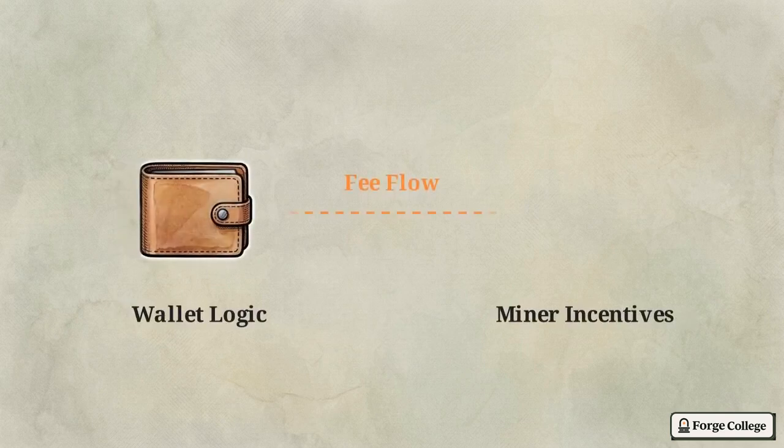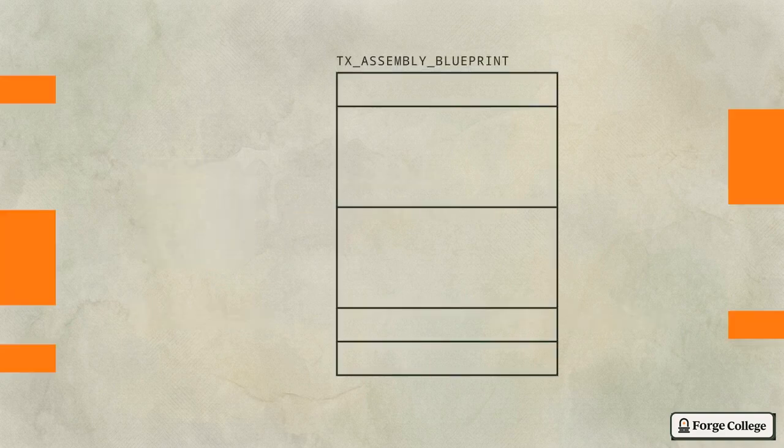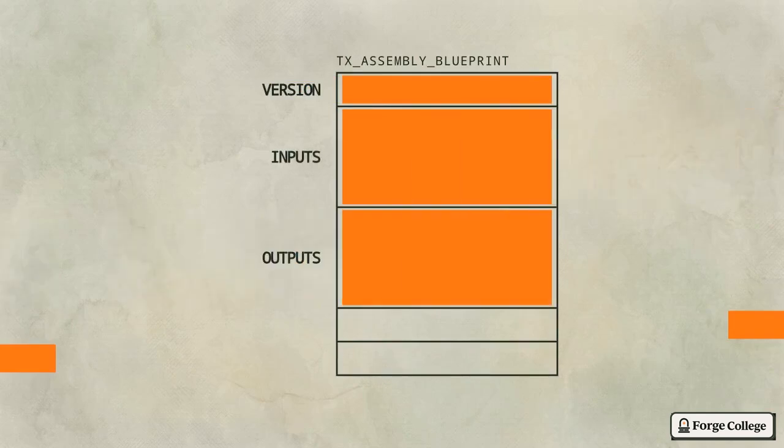In our previous lesson, we looked at how fees and miner incentives influence a wallet's choices. Now we are moving from that theory into the actual construction of a full, raw Bitcoin transaction.